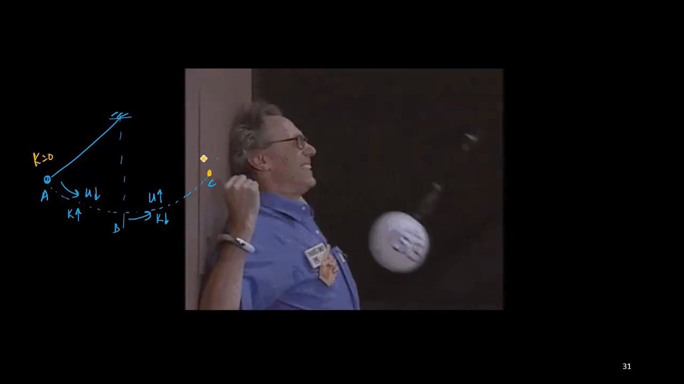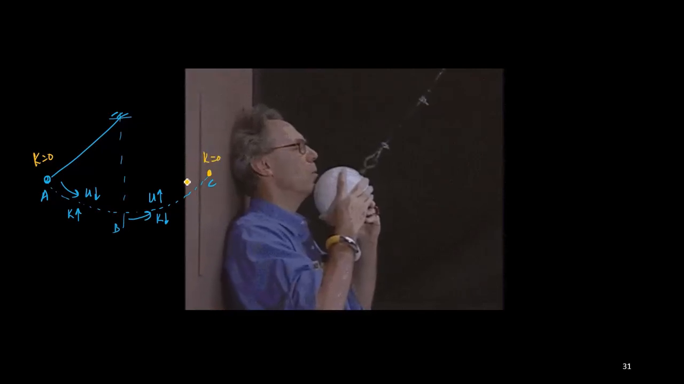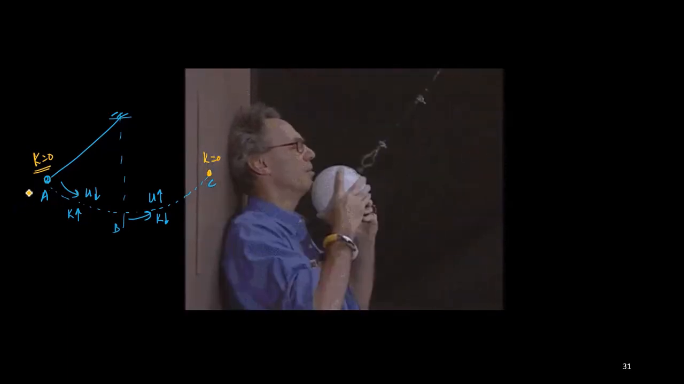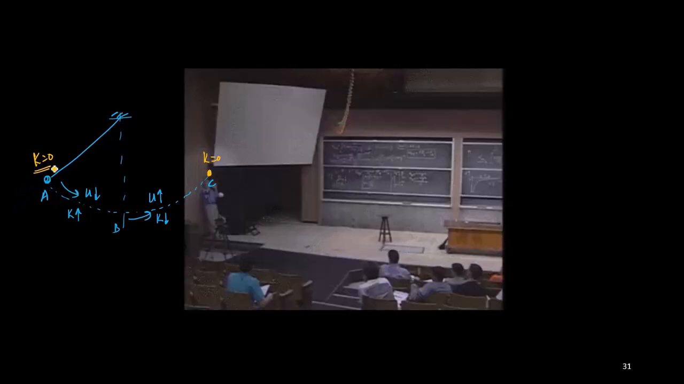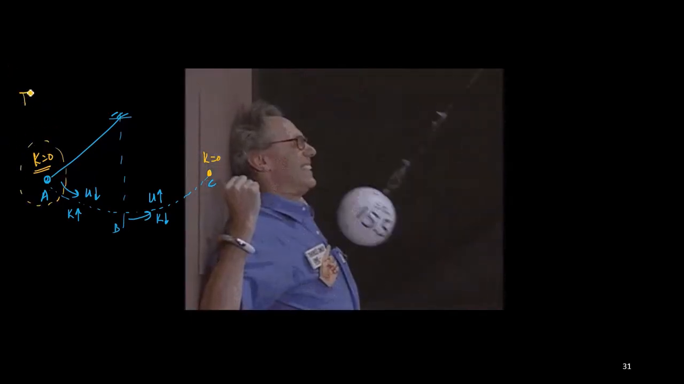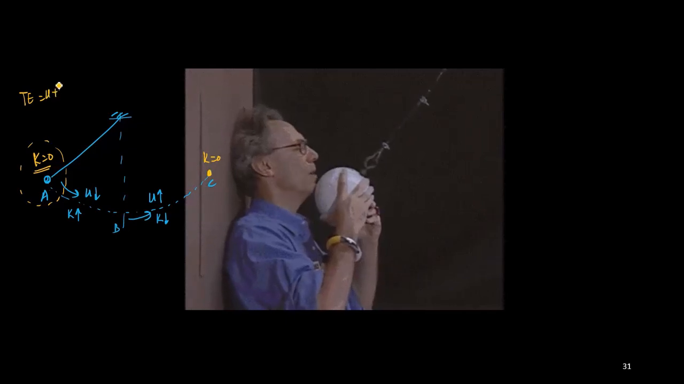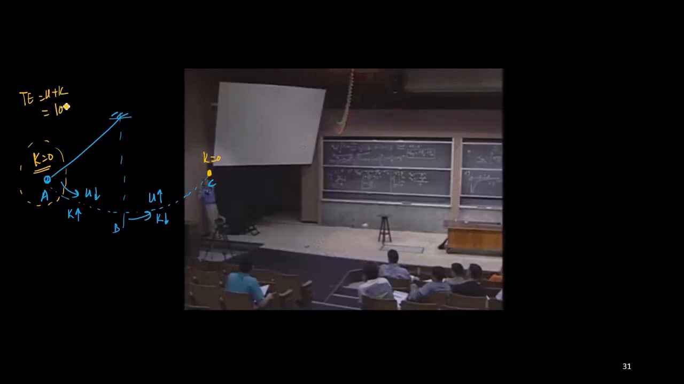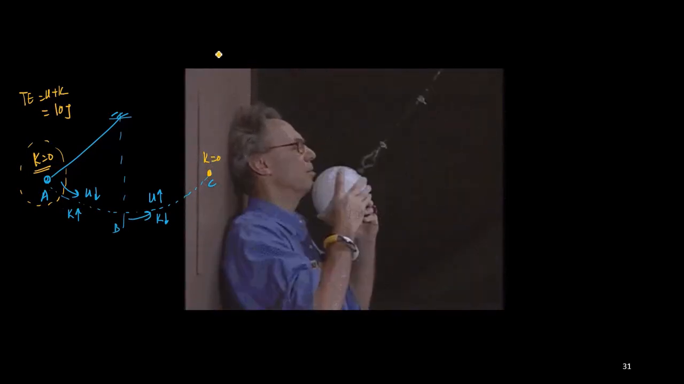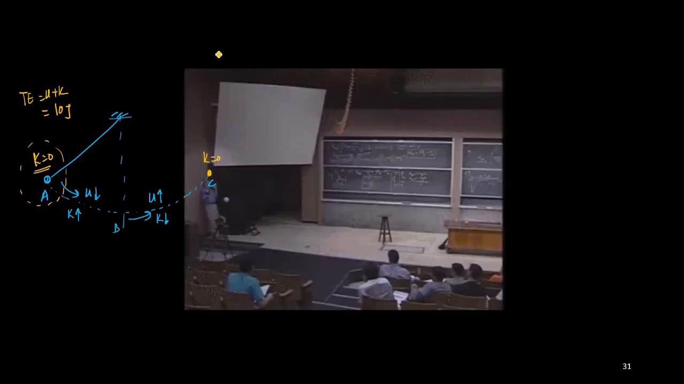Now similarly, the ball goes to point C, where again the kinetic energy is equal to 0. So what is the total energy at point A? Total energy at point A is nothing else but the summation of the kinetic plus potential. At point A, there is some potential energy. Let us say the total energy, U plus K, is equal to 10. That means at each and every point, the particle should have the energy of 10 Joule.